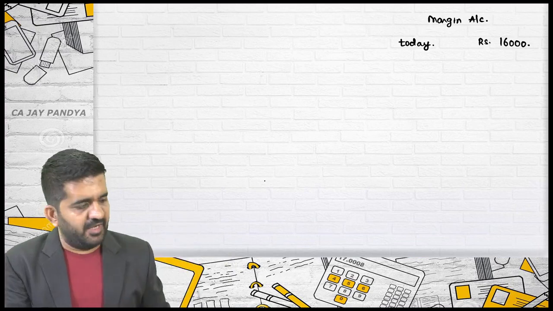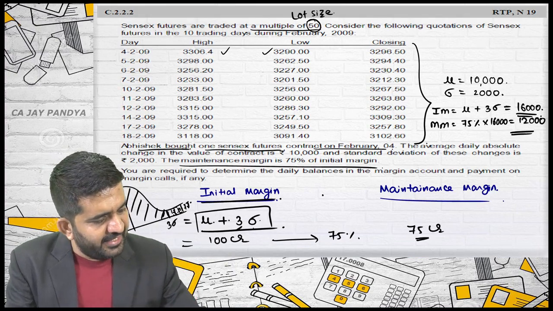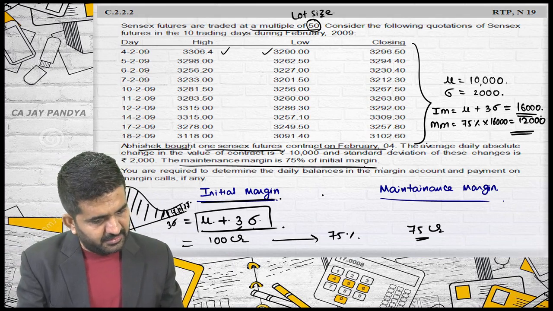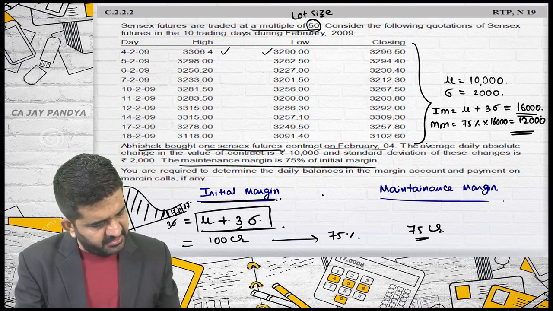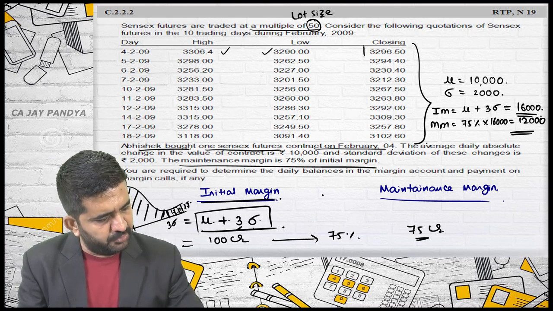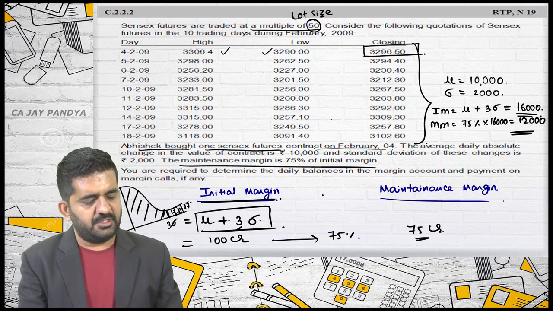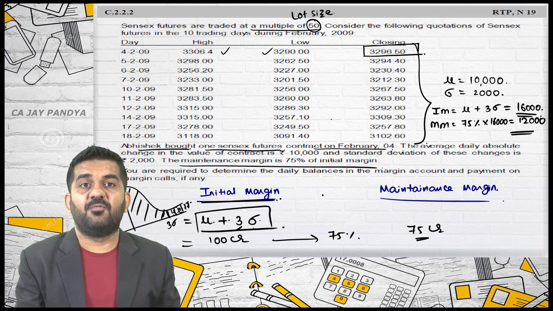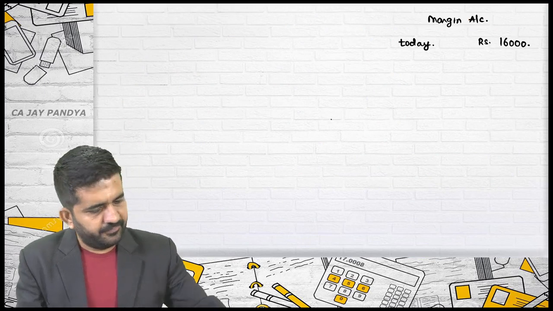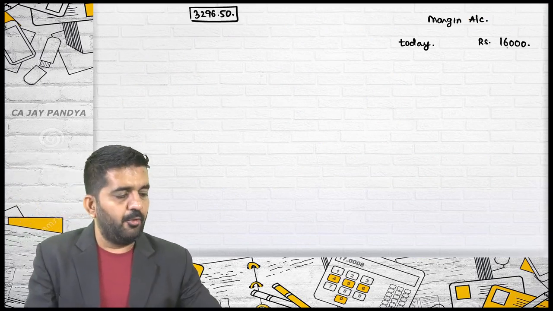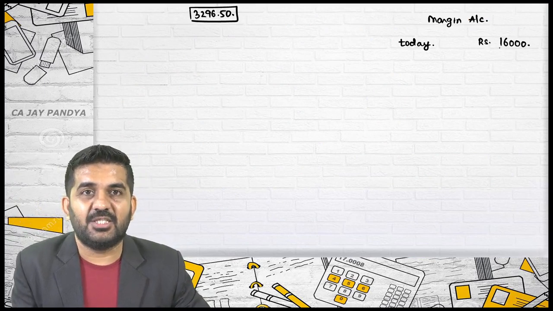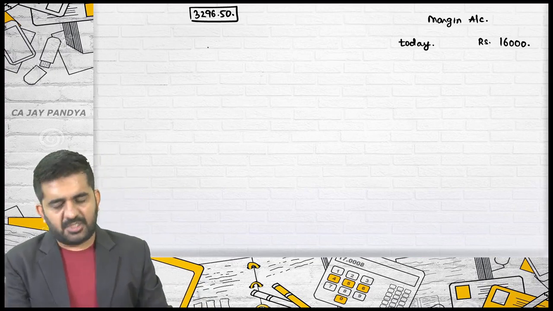Let me do it for day one. Day one, what is the price at which I have entered into contract? Price is given. So day one, this should be the price at which I have entered into the contract. Start, 3296.50. Is it all right? I have entered into contract at 3296.50. I have put in my margin account 16,000 rupees and I am starting my day 2.